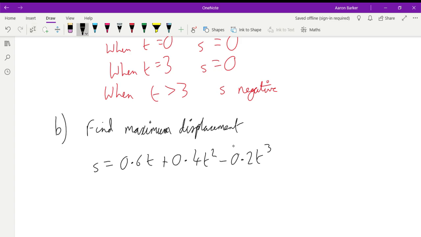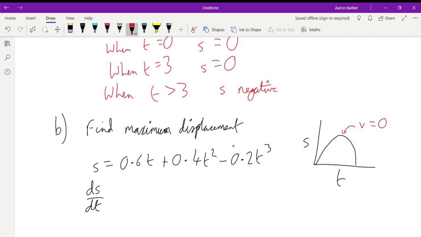So the maximum value of the displacement will be when ds by dt has to be equal to 0. So we're looking for when the velocity is 0, and that's because we learned during the pure chapters that when we find a maximum or minimum point, the way we do that is find when the gradient function is 0. So if we had displacement against time, we'd see something like this, and this point up here, where the velocity is 0, that's what we're looking for.